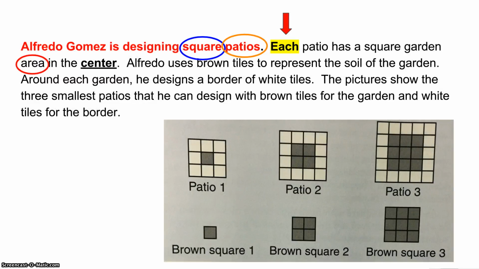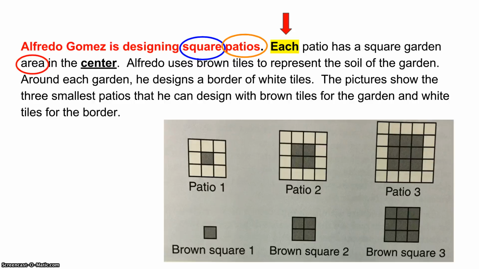The second sentence reads, each patio has a square garden area in the center. The term each tells us there is more than one patio that we will be looking at, and as we read it in context, we can note that they all have something in common or alike. In this case, each square patio has a square center. Let's also draw our attention to the term area. What is area? Area is the amount of space inside a shape and measured in square units.